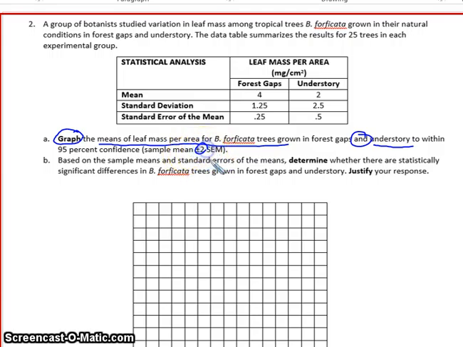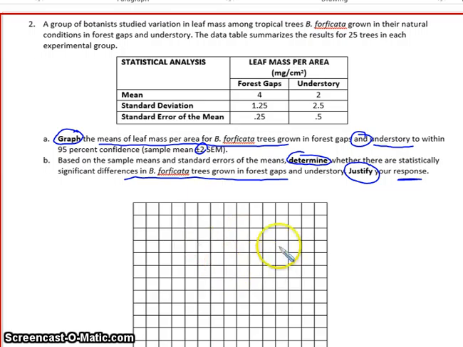It also tells us the sample mean should be plus or minus 2 for the standard error of the mean, which it tells us right up here what that is. Then it asks us to answer something. It says, based on the sample, so after we graph something, we're going to answer this. And it says, look at these and determine whether there are statistical differences in the trees grown in the forest gaps and the understory. So we'll determine the difference between these trees, and then we'll try to justify or explain our response.